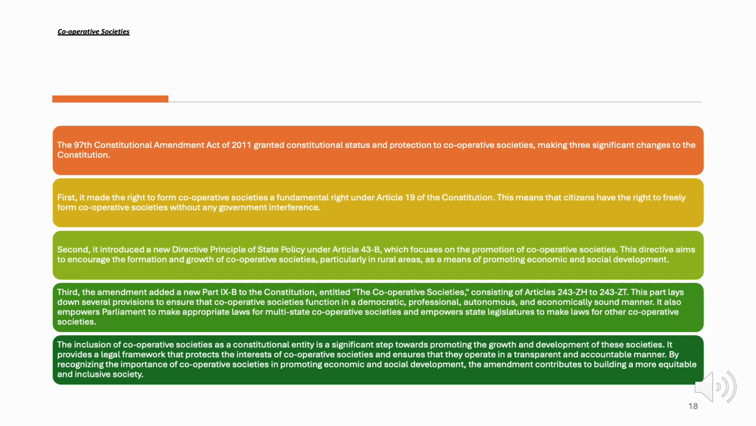The inclusion of cooperative societies as a constitutional entity is a significant step towards promoting the growth and development of these societies. It provides a legal framework that protects the interests of cooperative societies and ensures that they operate in a transparent and accountable manner. By recognizing the importance of cooperative societies in promoting economic and social development, the amendment contributes to building a more equitable and inclusive society.